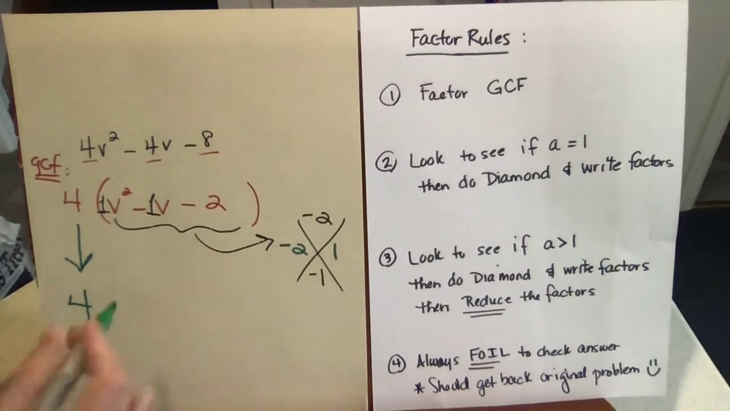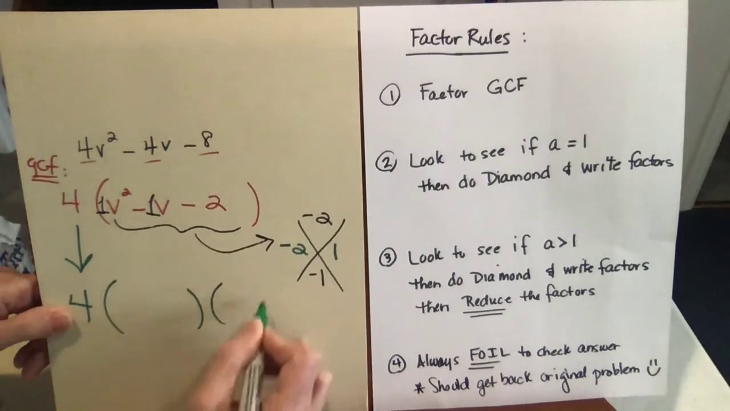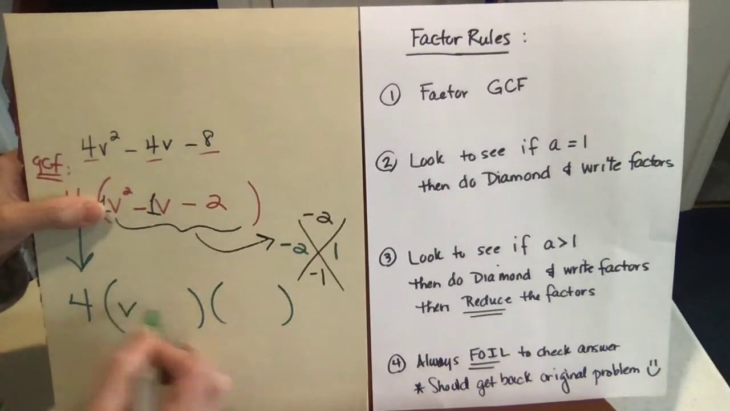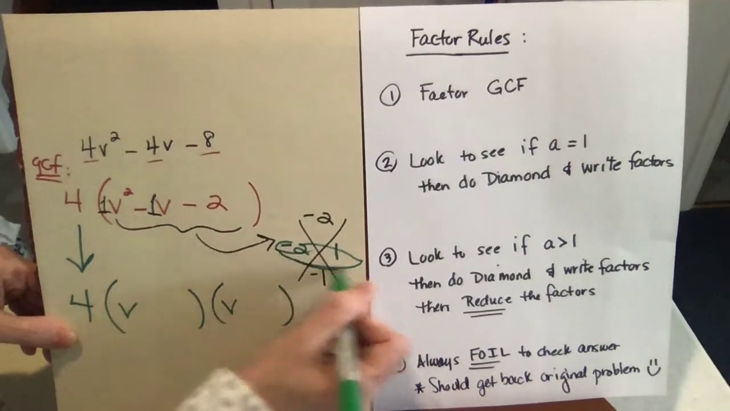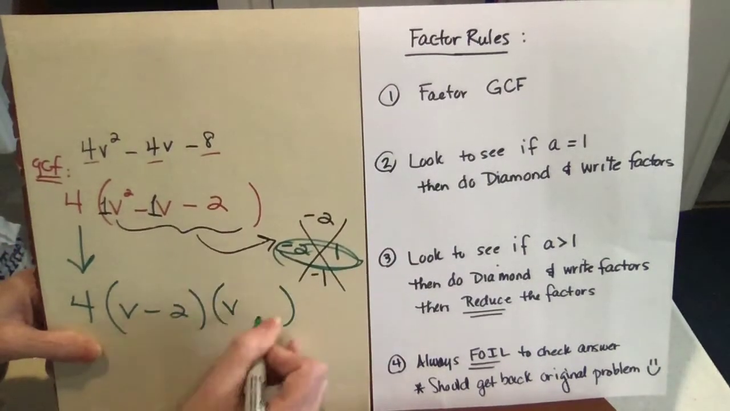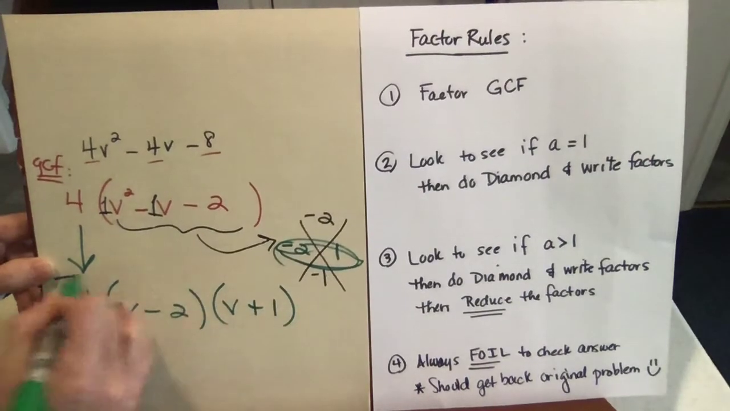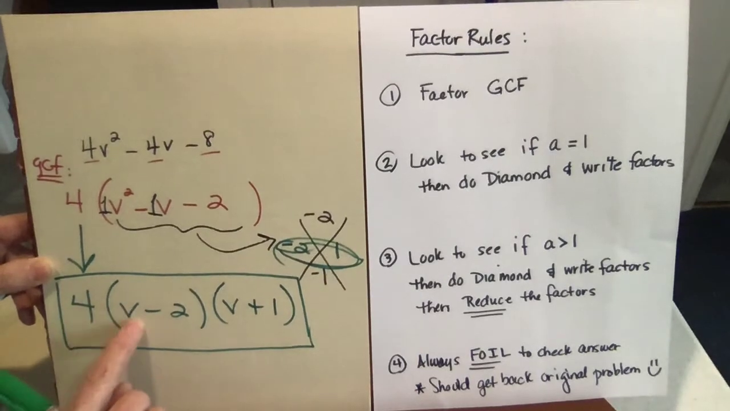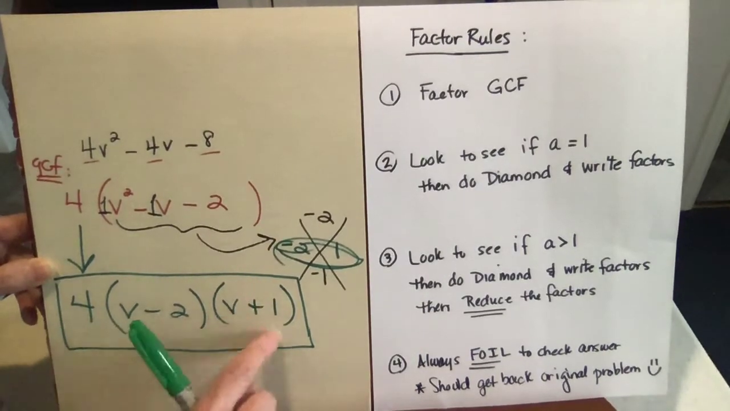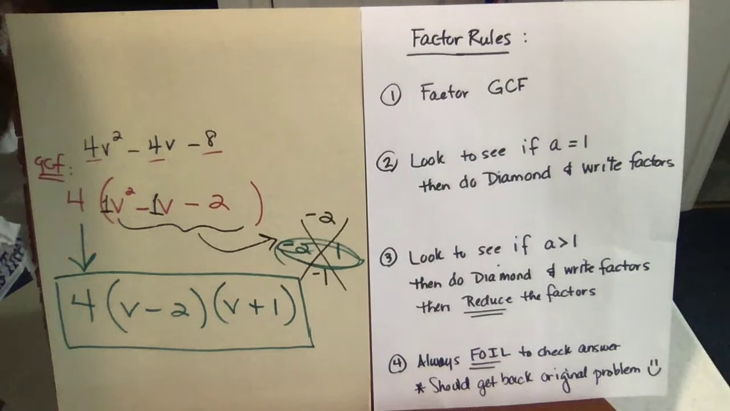Keep that 4. Don't lose the GCF. Open up 2 parentheses. V goes in the first term of each. Your diamond here helps you fill out the rest of it, which is negative 2 and plus 1. So your entire answer is 4 times the quantity v minus 2 times the quantity v plus 1.